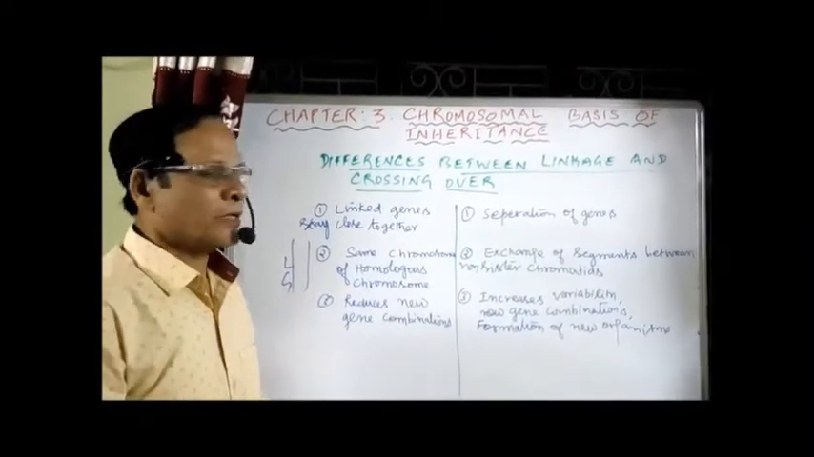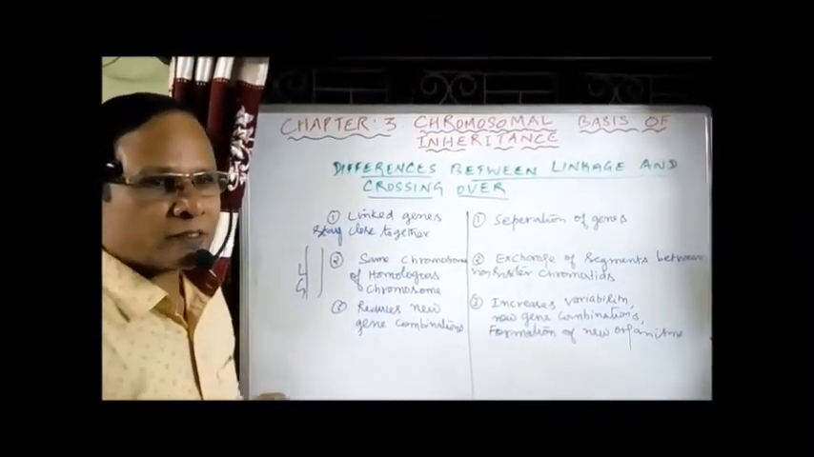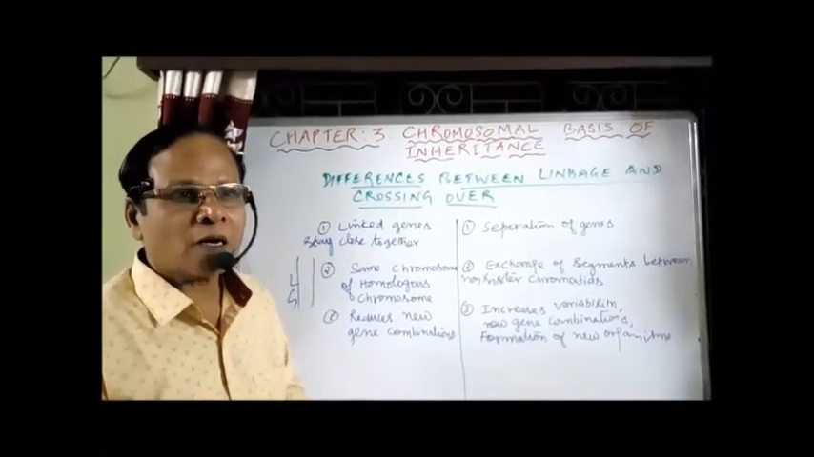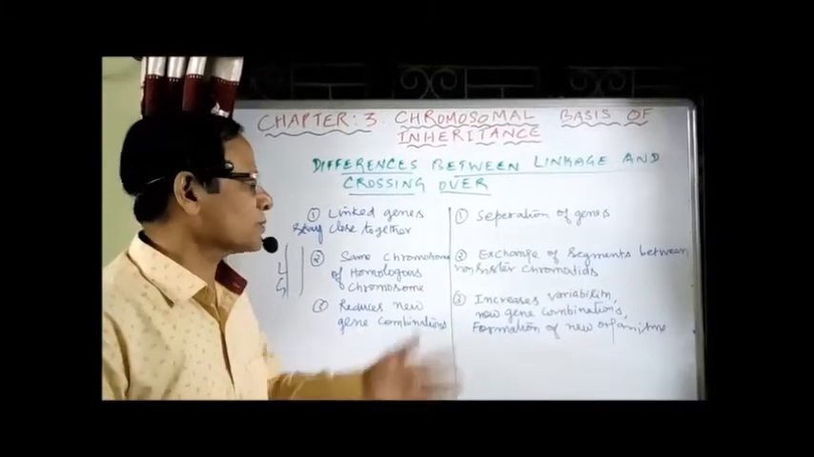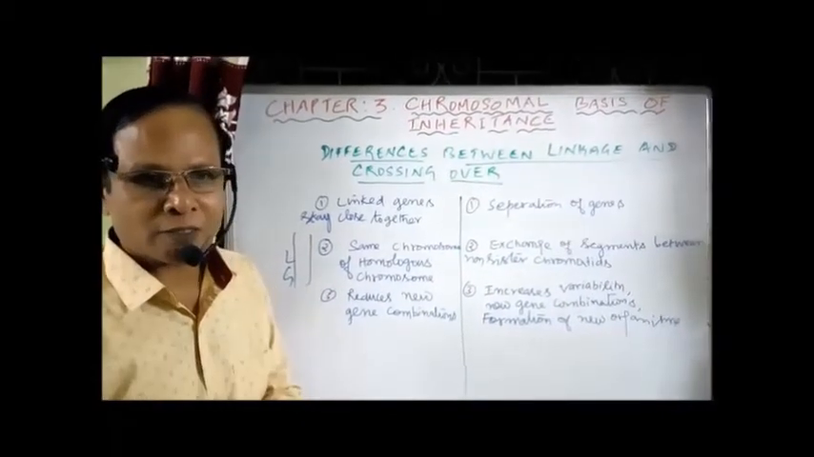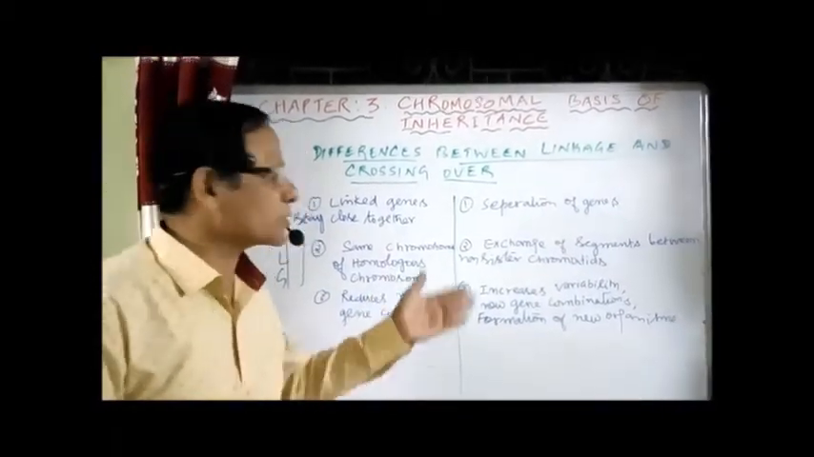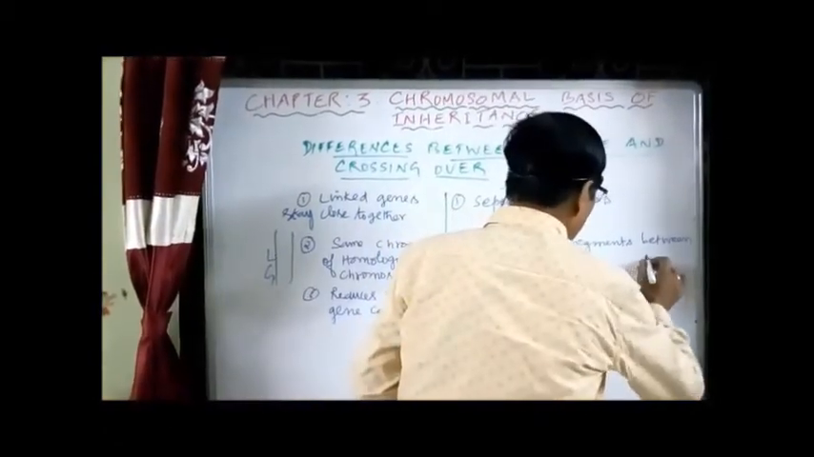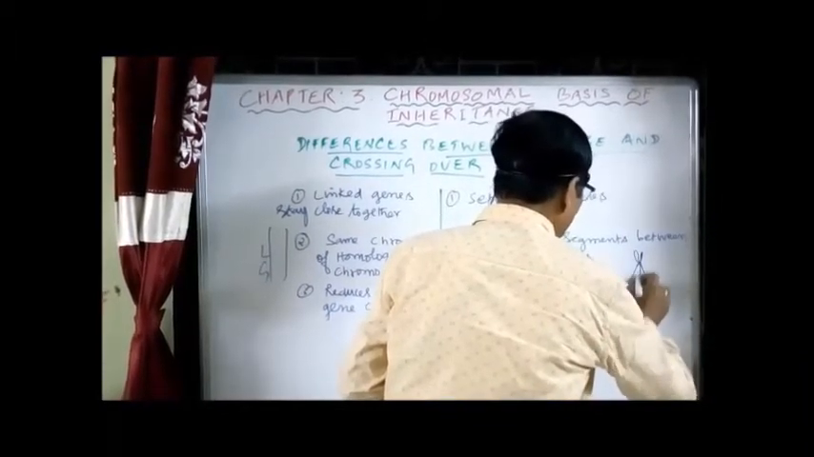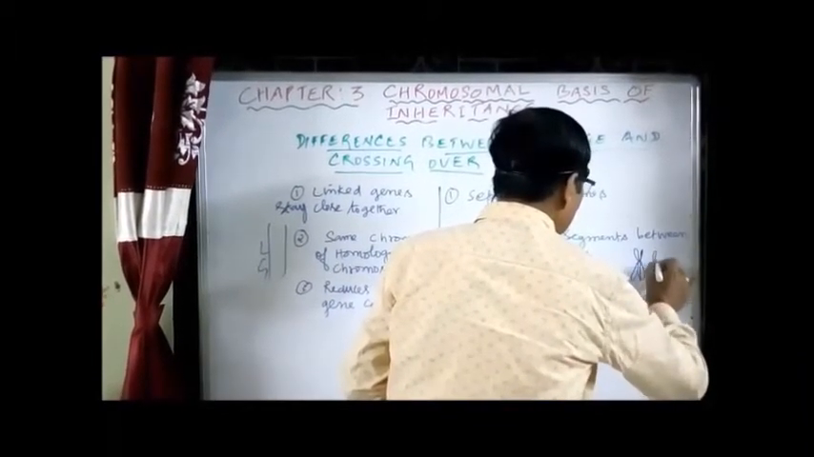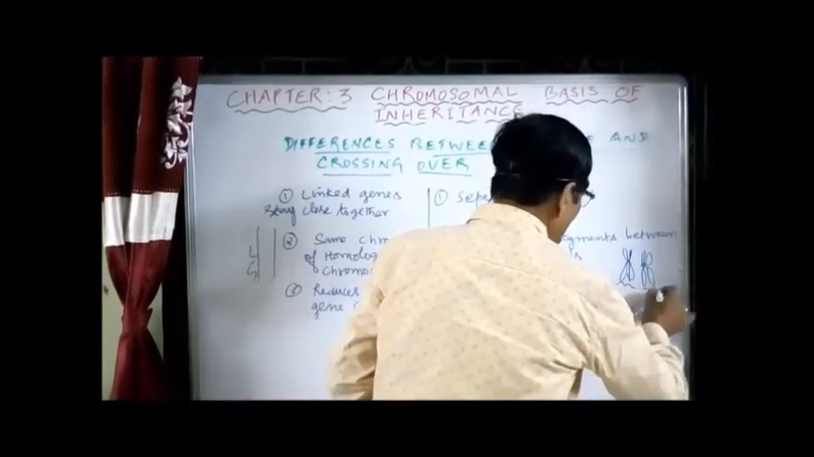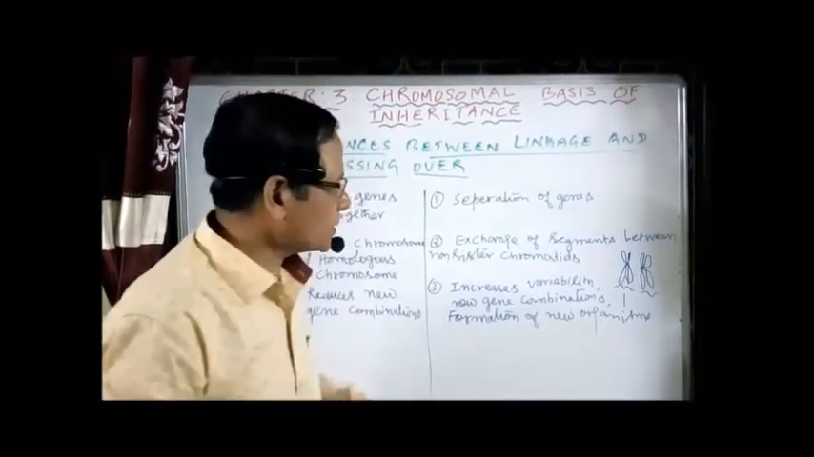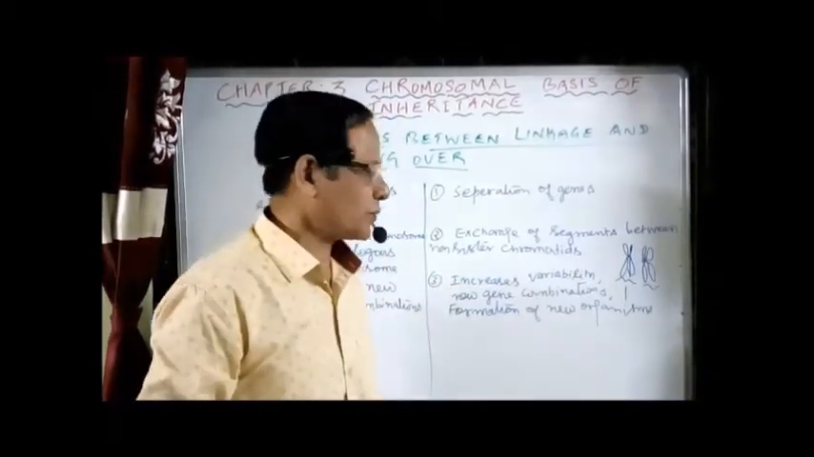But here what is happening, we are going to see the mechanism. Exchange of chromosomal segments occurs between the non-sister chromatids of homologous chromosomes. Suppose this is one pair of chromosomes in the duplicated stage. This is another pair. These two are actually called sister chromatids. The chromatids present in the same chromosome are called sister chromatids.